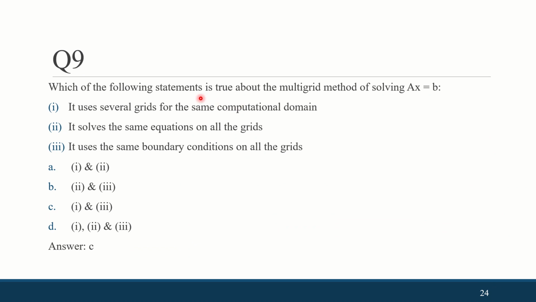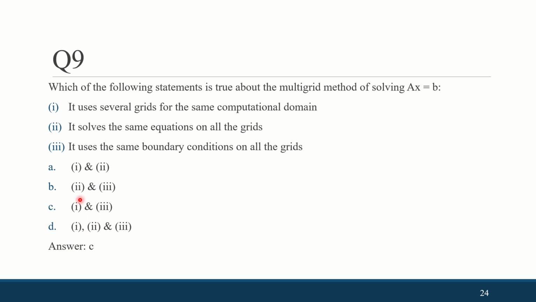The error keeps on changing. So the answer is that it uses several grids for the same computational domain, and similarly it uses the same boundary conditions on all the grids. So the first and third statements alone are right, and the remaining are wrong. Since the second statement is present in all other options, the answer is 1 and 3, option C. I hope this is clear.